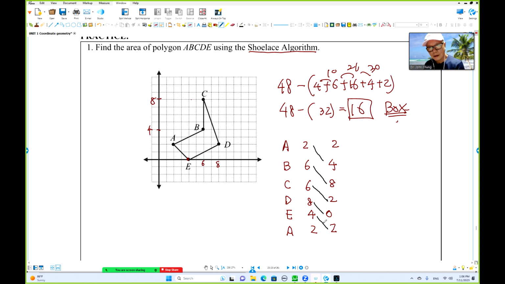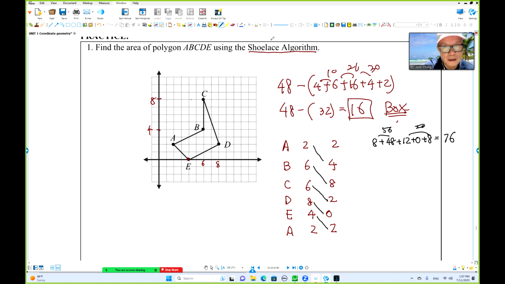That's it, right? To the left up, right down. Okay? Multiply all these numbers. 2 times 4 is 8. 6 times 8 is 48. 6 times 2 is 12. 8 times 0 is 0. 4 times 2 is 8. What is the sum of all these numbers? This is 20. This is 56. 76.